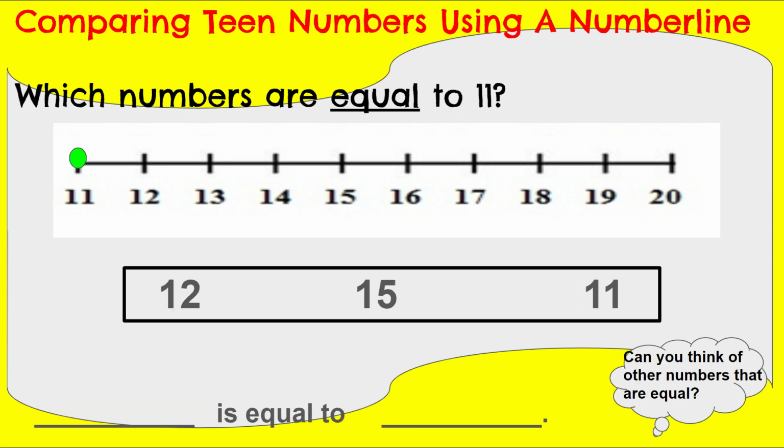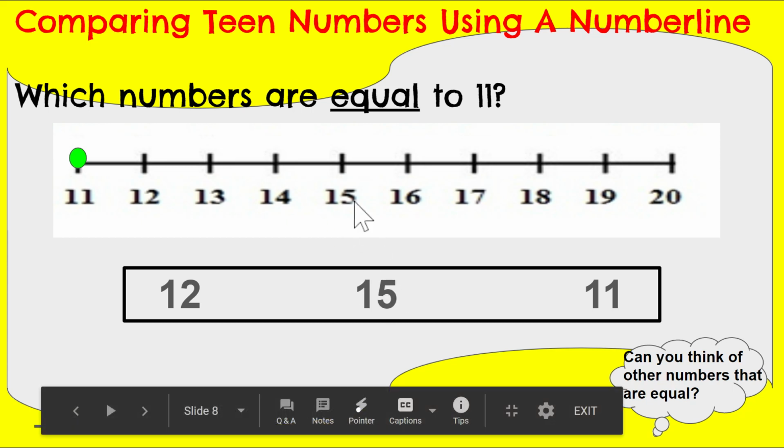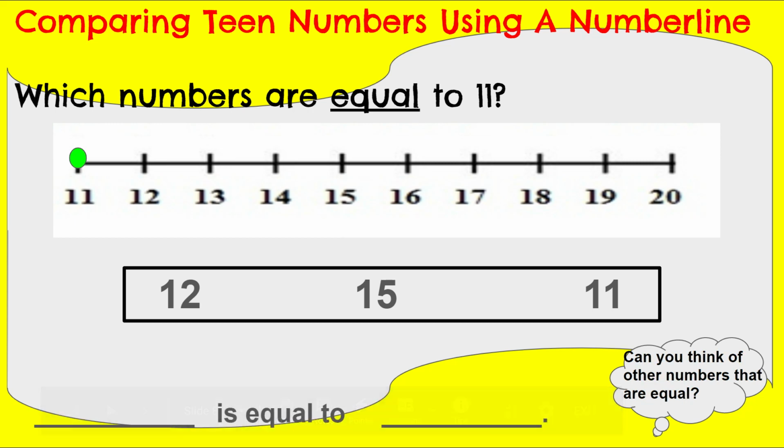Which numbers are equal to 11? So first we have to find 11 on our number line. There it is with my green dot. Now let's see our choices. 12. Is 12 equal to 11? No, it's not the same. It's greater. How about 15? Let me find that. There's my number 15 on my number line. Is that equal to the same as 11? No, it's greater than also.